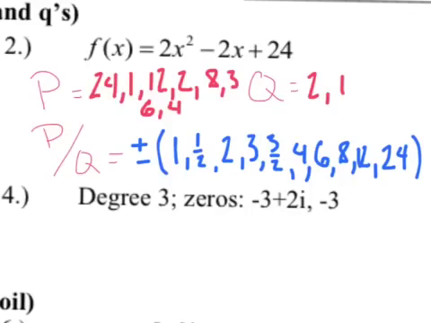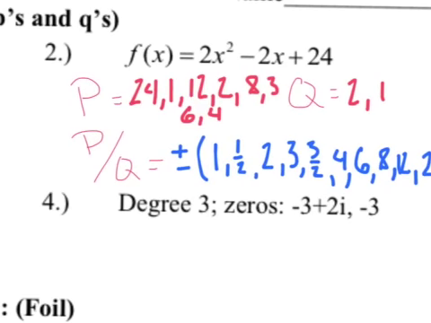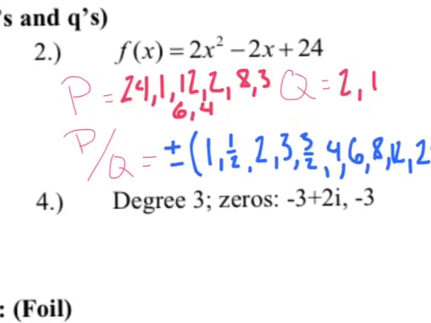Okay, so in problem number 2, same questions going on here. Listen, P's and Q's. P is the last thing. Q is the first thing. So in this case, my P is 24. So I wrote down 24 and the factors of it: 24 and 1, 12 and 2, 8 and 3, 6 and 4. Then my Q, that's the first number, so my Q is 2. Factors of 2 are 2 and 1.